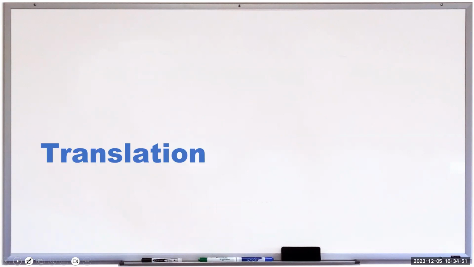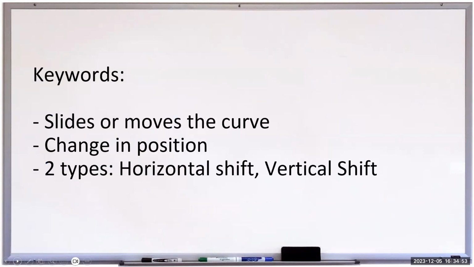So let's talk first about translation. The keyword here is that if you are going to translate a graph, you are just moving it or sliding the curve. So there is a change in position. However, there is no change in the size of the graph. And there are two types of movement here. It can be a horizontal shift or a vertical shift.